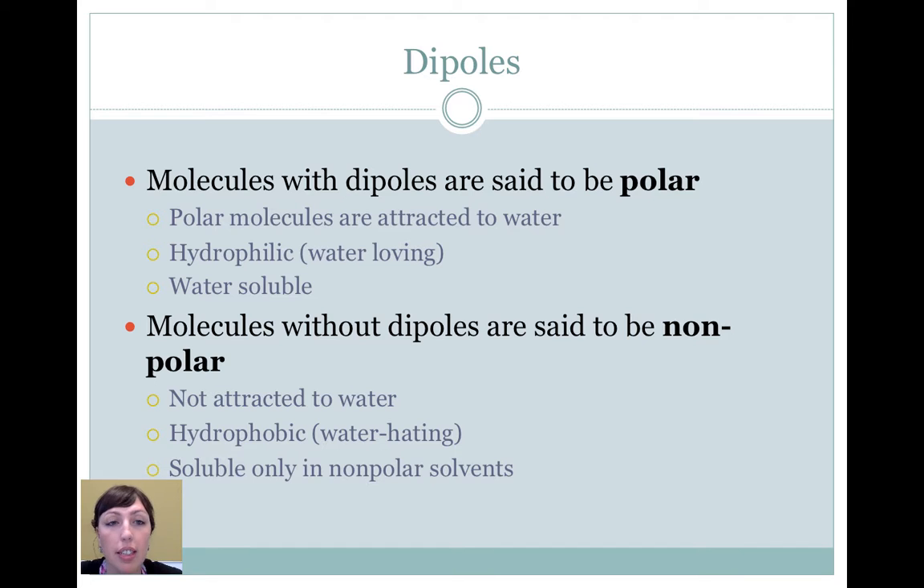Molecules with dipoles are said to be polar molecules. Polar molecules are attracted to water. They are hydrophilic, meaning they love water, and they are water soluble. So water soluble means that water can break apart bonds in other substances. Okay, and the reason why is because if those molecules have some partial charge, so does water. And so water is capable of breaking those charges up because all of those charges are attracted to water. They want to form hydrogen bonds with water.